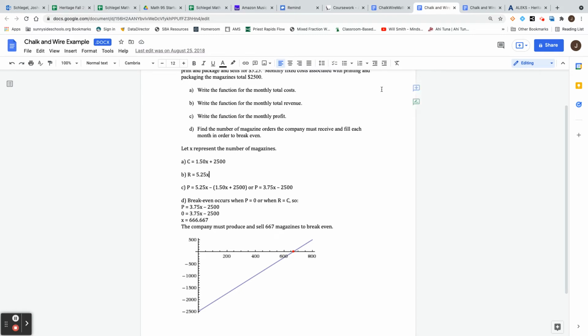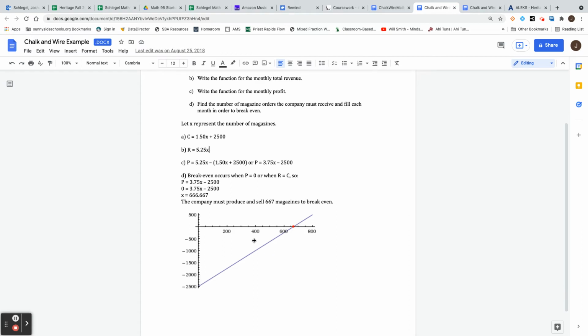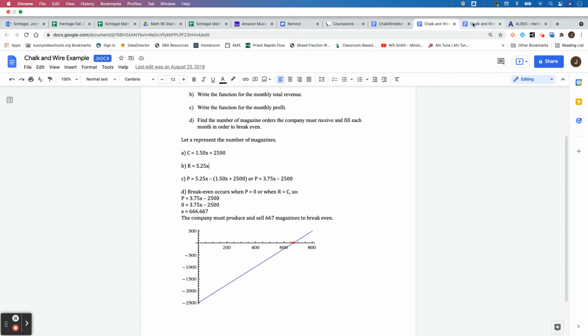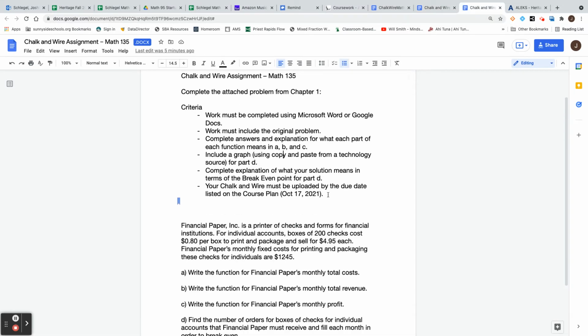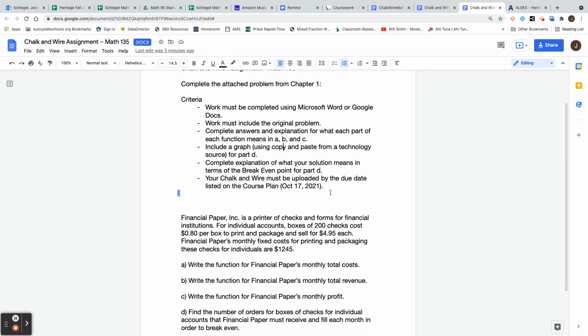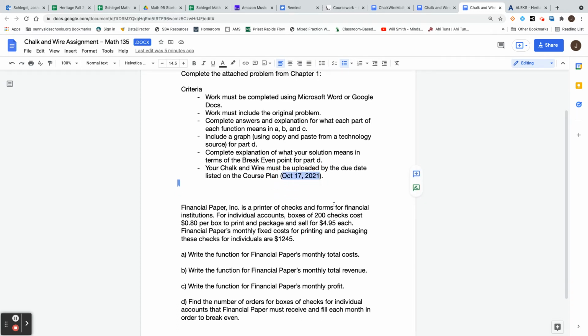And lastly, you will see that I took a picture of the graph that was on Wolfram. On a Mac, I just do that with Command-Shift-4. There are other ways with different machines, but if you are having trouble taking a picture of that graph with your machine, find someone that knows what they're doing in that regard and get some help. And I am hoping to have your work uploaded to Chalk and Wire by October 17th.